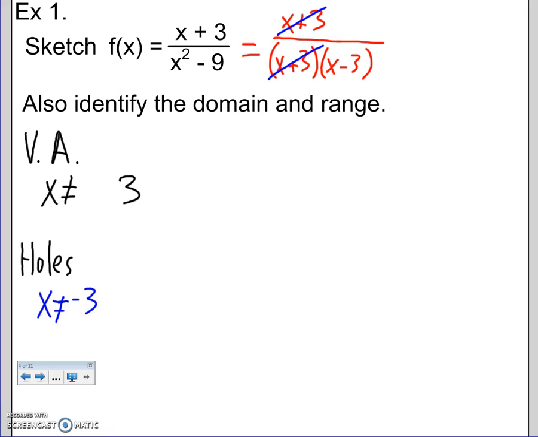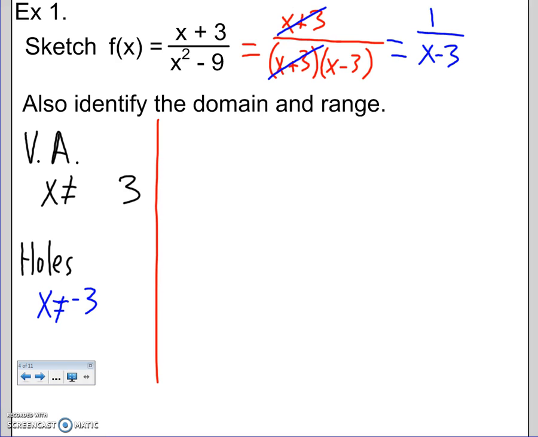So again, vertical asymptotes that cancel out become holes. They're not going to have a line that we can't cross. We'll see what happens in a bit. So let me fix this now. So now we have 1 over x minus 3. So I have one vertical asymptote and one hole.